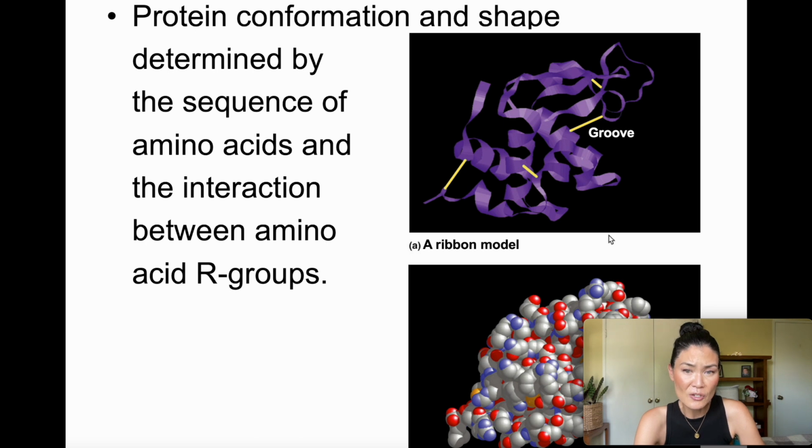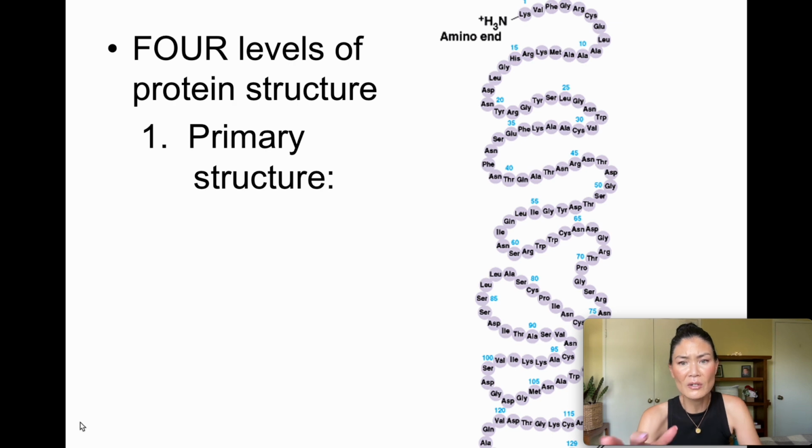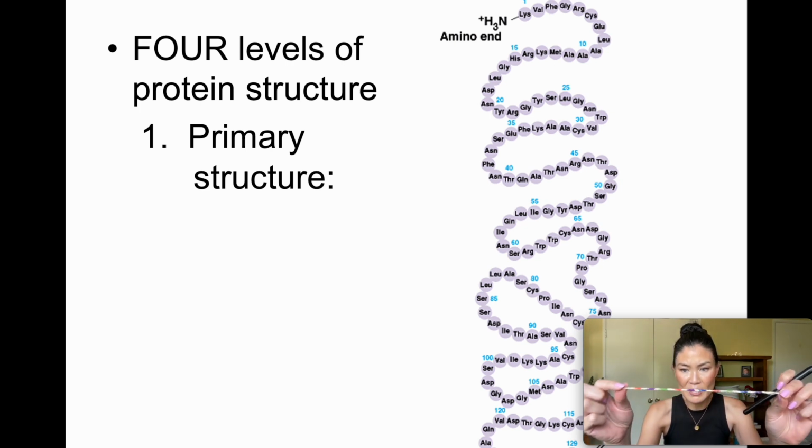And when I say functional, remember how I said proteins do so many things? It can do its job if it's in this three-dimensional structure. And the reason why it's in a three-dimensional structure is due to the R group interactions. And we're going to be talking more about the R group interactions when we go over the levels of protein structure.